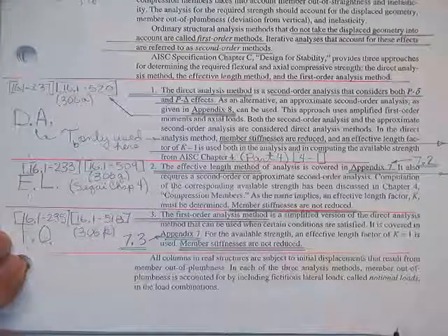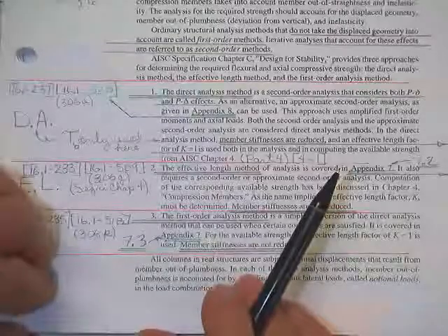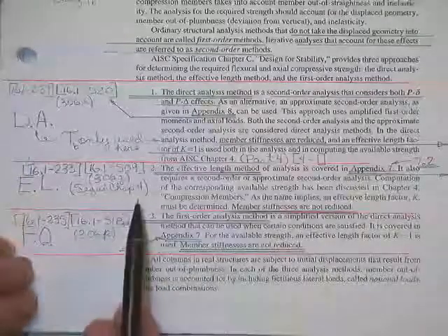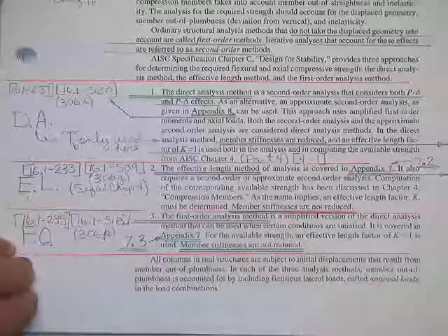So if you decide to use this method and the exam says, did you account for tau sub b? You say, I use this method of analysis. It wasn't permitted.